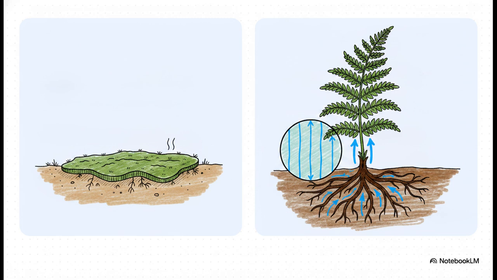Also, notice how the life cycle dominance shifts here. The sporophyte is now the main independent plant body. It no longer relies on the gametophyte for nourishment.